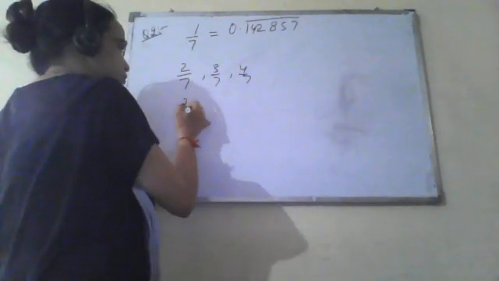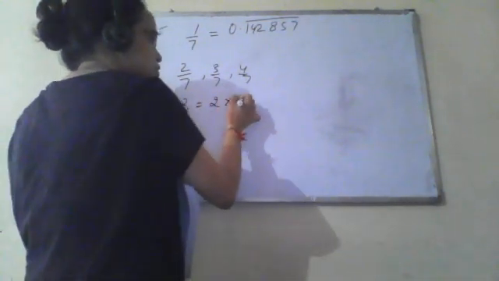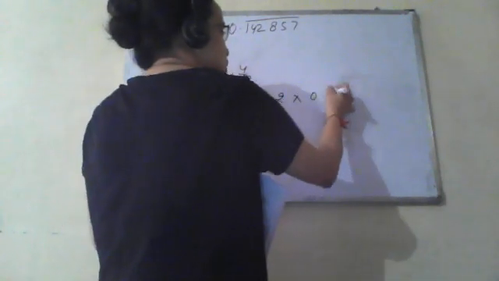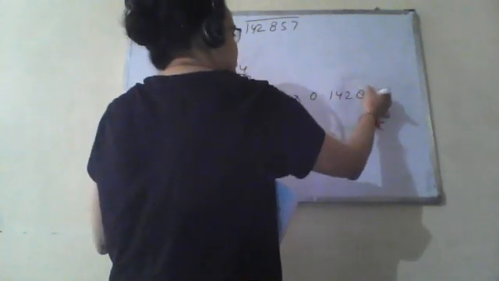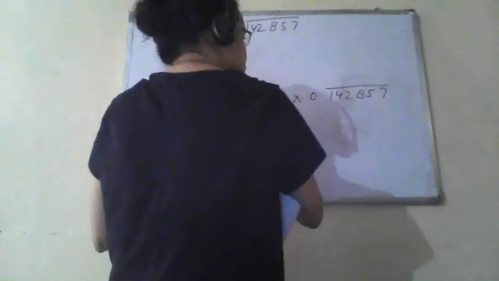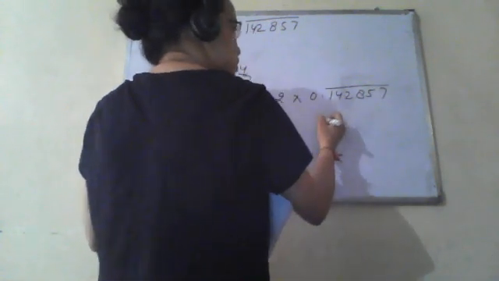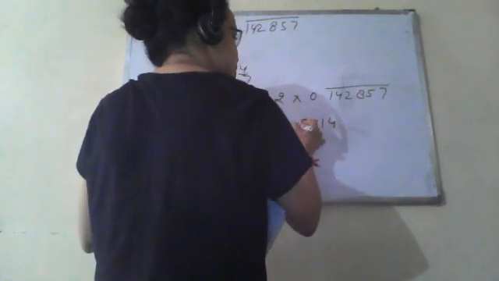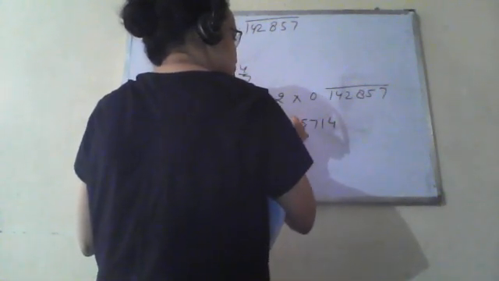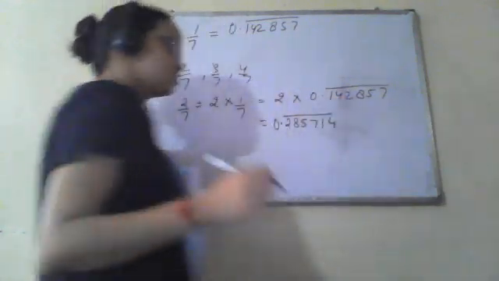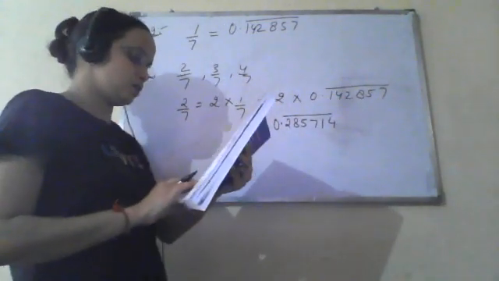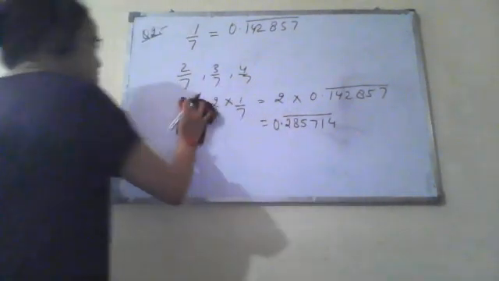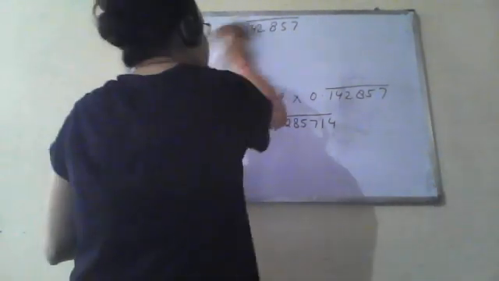So 2 upon 7 will be 2 into the value of 1 upon 7. So it will be 2 into 0.142857 bar. So the value will be 0.285714 bar. Okay, so this will be the value of 2 upon 7. Similarly, you can find it for 3 upon 7, 4 upon 7 and so on. So we will discuss the next question, that is question number 3.